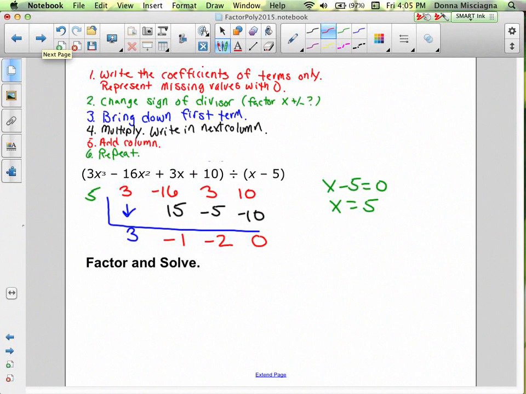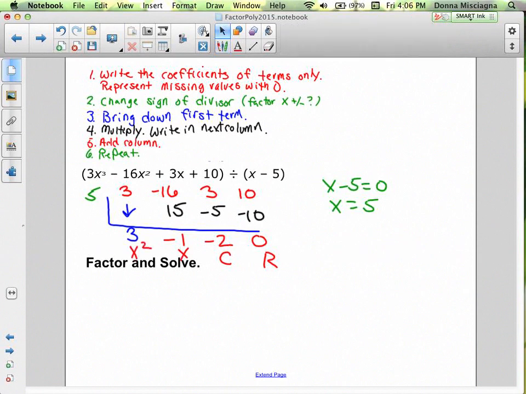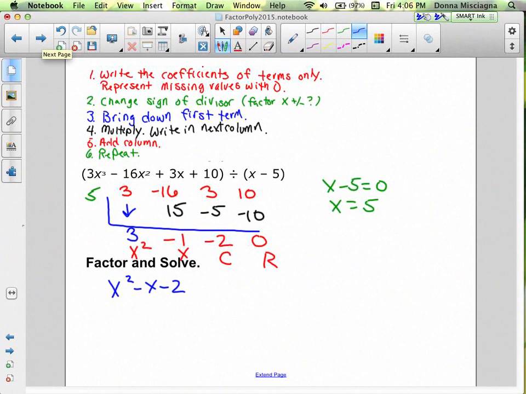This is our remainder. Then we have the constant, x squared, so that particular quotient is x squared minus x minus 2. We have a remainder of 0, so that is a factor. So this is one factor and one solution. These are our solutions here. x equals 5. Let's find the other.